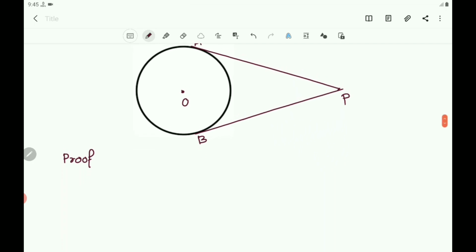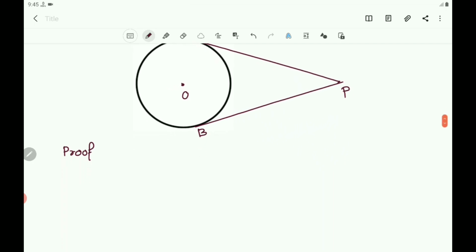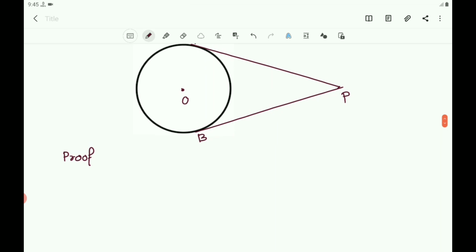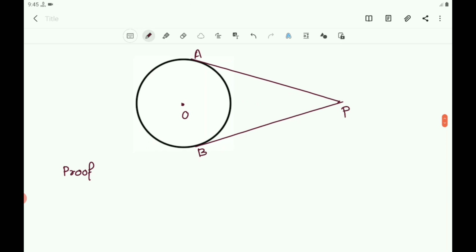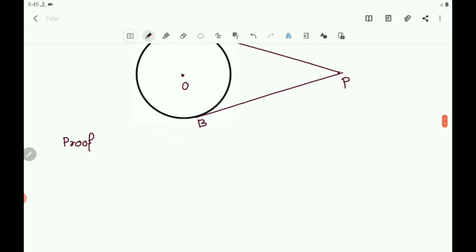And what is given here? We are given a circle with center O. Here O is the center of the circle. So what is given? You note down. We are given a circle with center O.